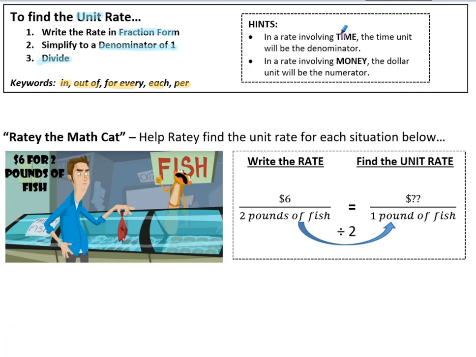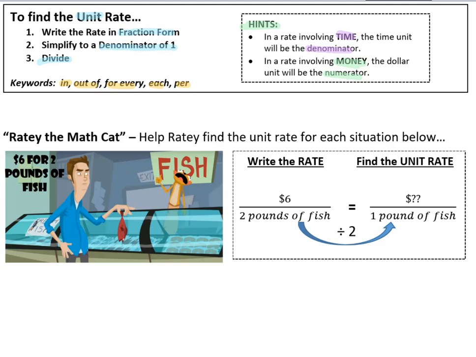Okay, let's go over some hints when finding unit rate. Whenever we're talking about time, the time unit will almost always be the denominator. When talking about money, the unit will almost always be the numerator. So time will be the bottom number, money will be the top number. So make sure you highlight or circle these hints because they're going to come very handy.